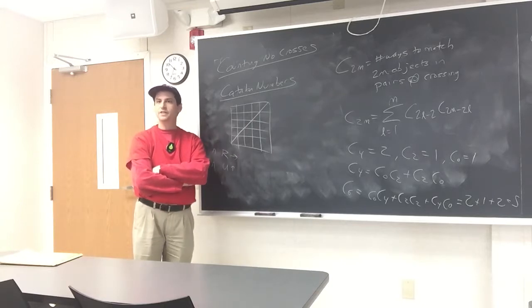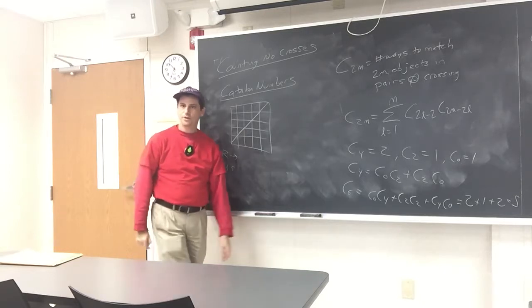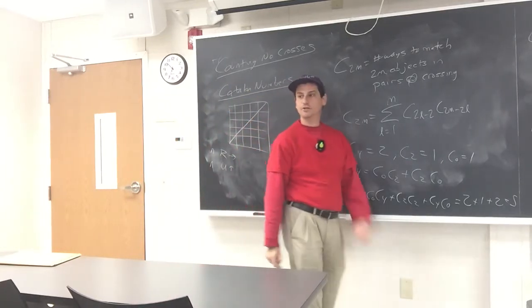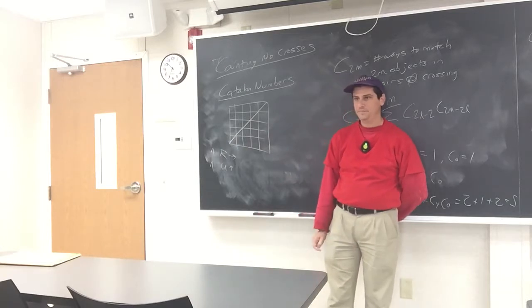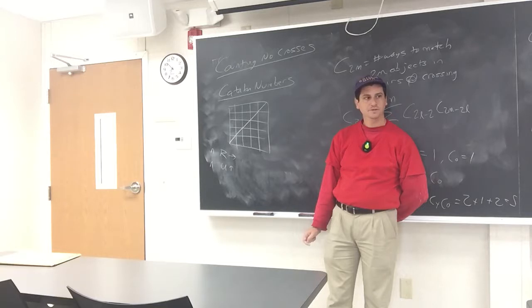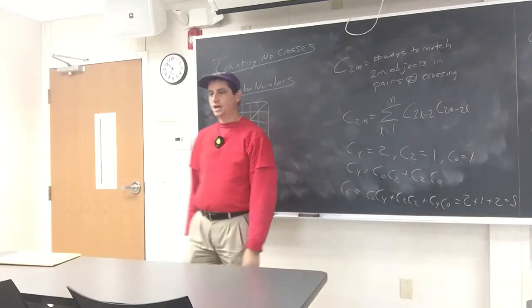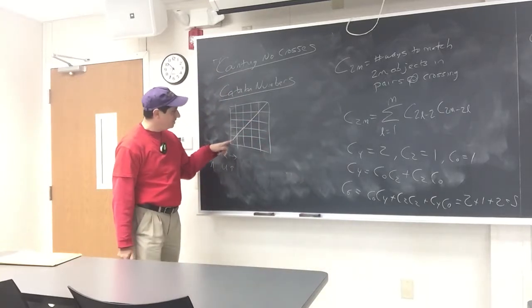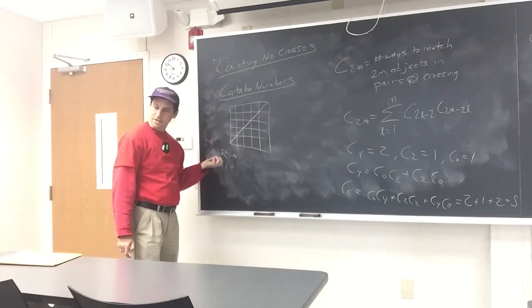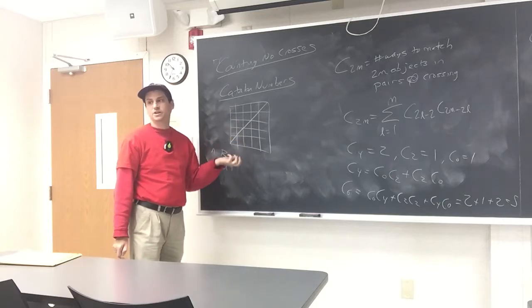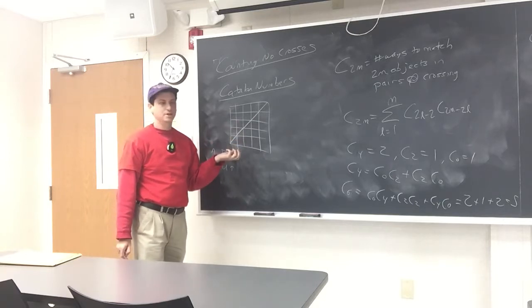How many total paths are there where I don't care if I cross the main diagonal? How many steps do I have to take? How many ways can I walk from the bottom left to the upper right, doing n rights, n ups, and I don't care if I cross the main diagonal or not? 2 to the n. Yes.